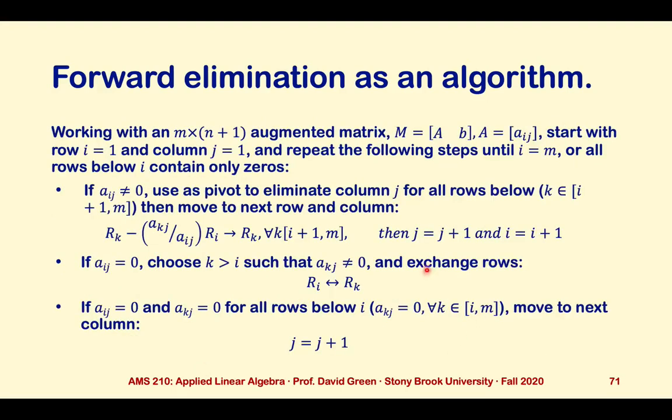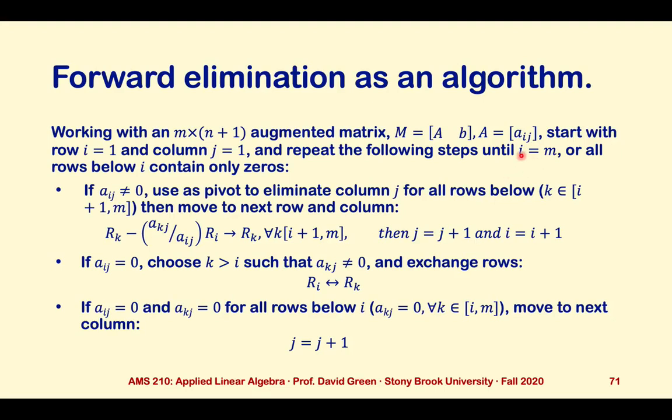We can write this in formal notation, as kind of an algorithm, working with an m by n plus 1 augmented matrix. So we have an extra column, A with B as a last column, and A being this matrix of coefficients. We're going to start with i equals 1 and j equals 1, in the first row, first column.